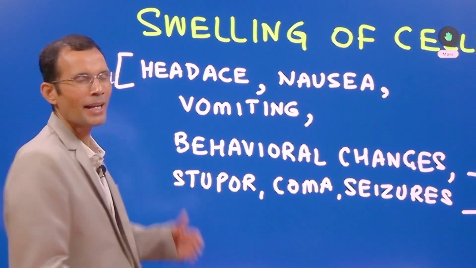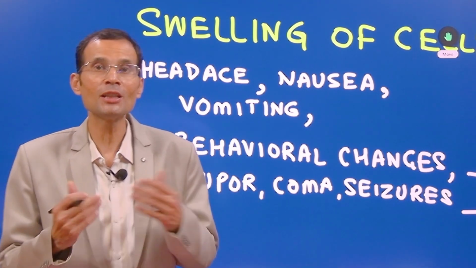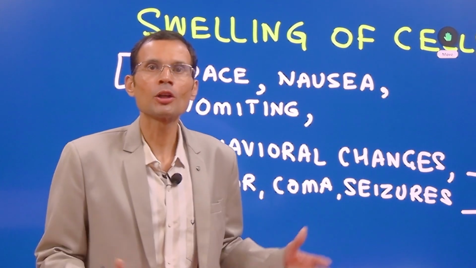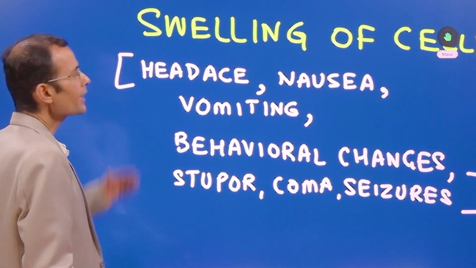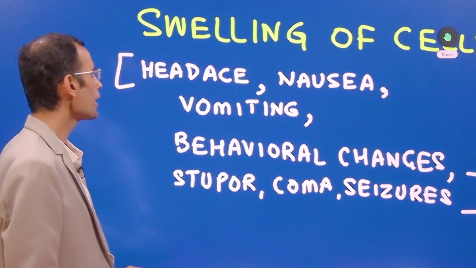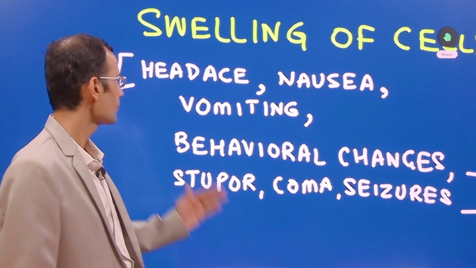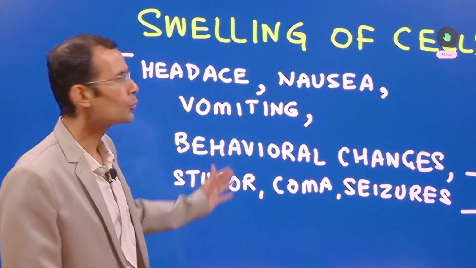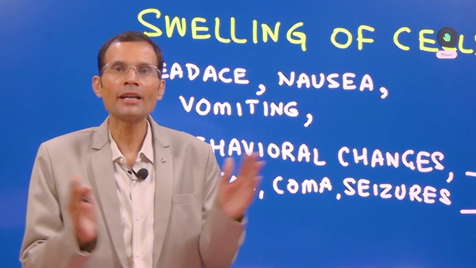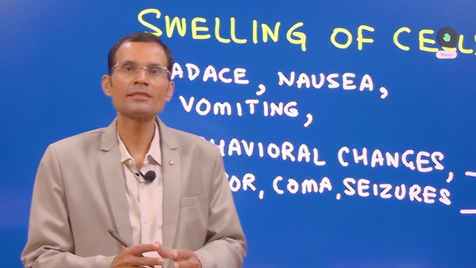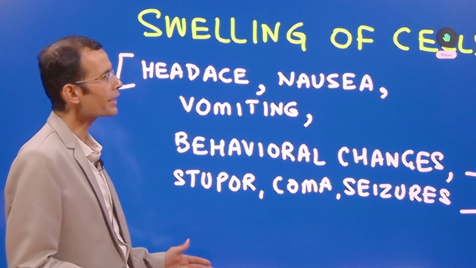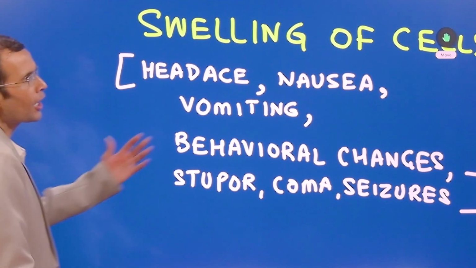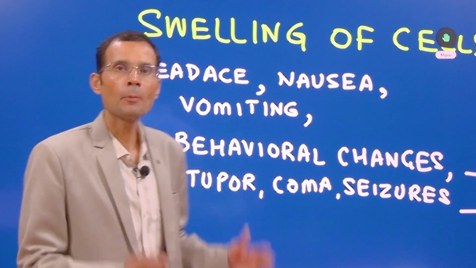So what will be the manifestations of this, particularly if the nerve cells or any other cells are getting swollen? There is headache, nausea, vomiting, there are behavioral changes and eventually stupor, coma and seizures. So increased water entry into the cells and the cells getting swollen up will result in these manifestations. So this is how the SIADH will manifest itself.